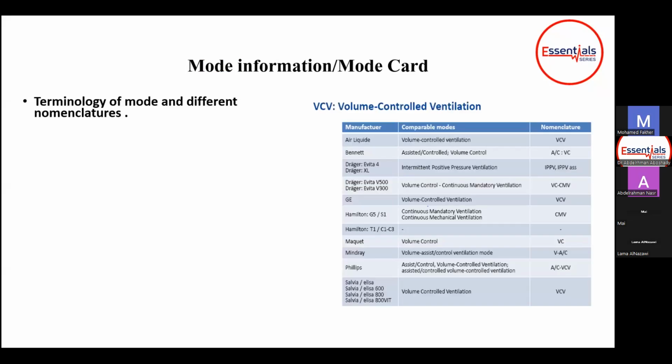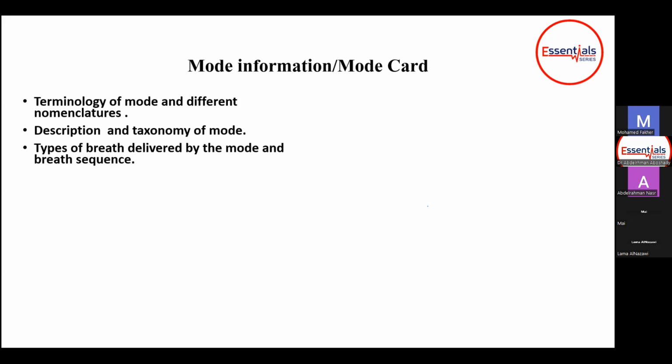What do we need to know about any mode? I call this mode card, a card of introduction to the mode. For any mode, conventional or non-conventional, there are 9 pieces of information we need to understand. First, the terminology of the mode in different generics of commercially available ventilators. Sometimes the mode that you use is called another name, because there is no standardized nomenclature for the modes of ventilation. So the volume control mode is sometimes called IPPV mode, VCV mode, or CMV mode. So the different nomenclature should be understood by each of us.